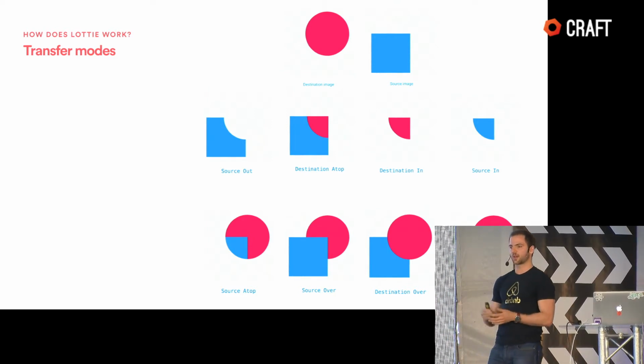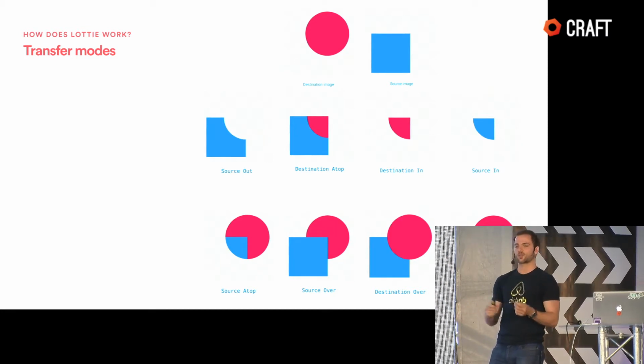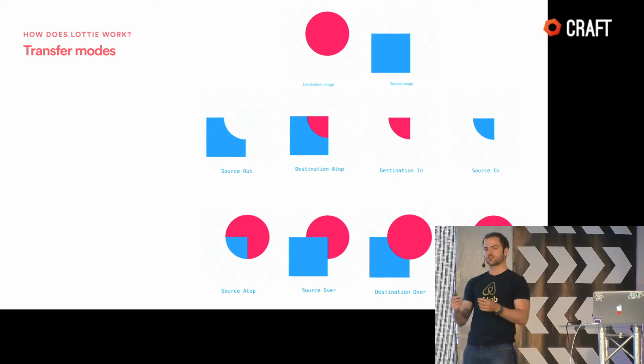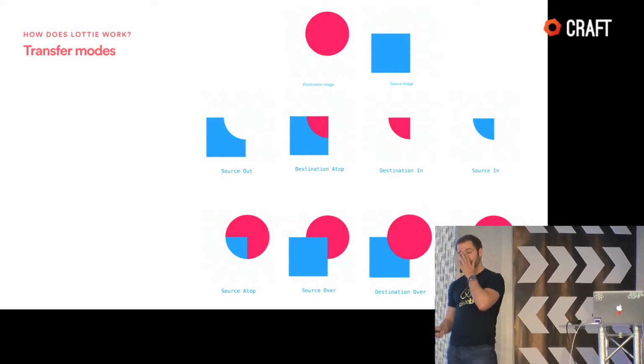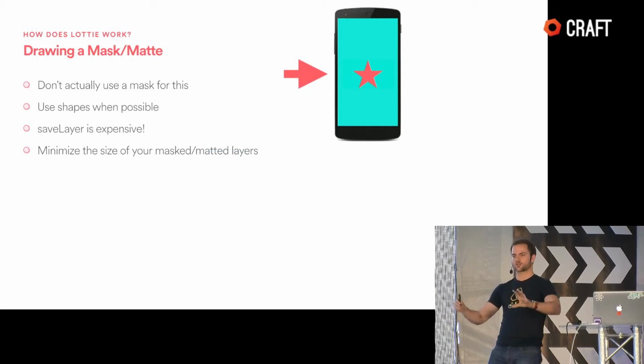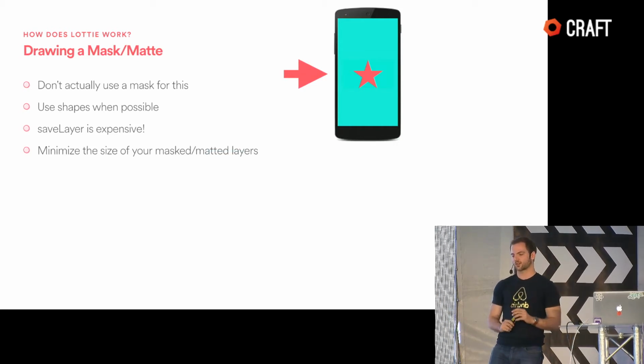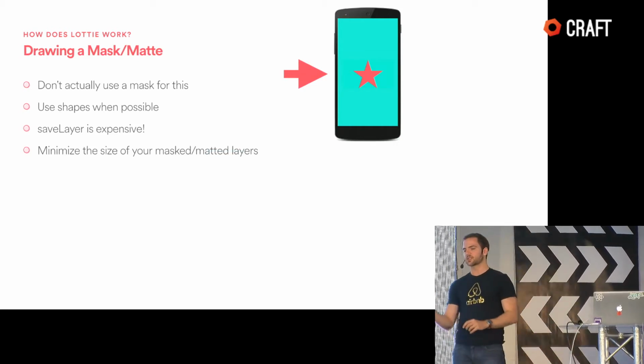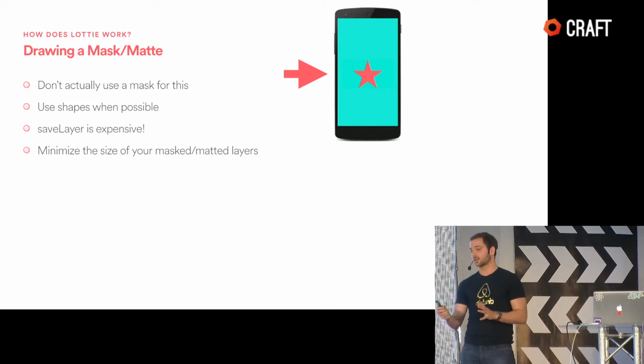So you can see, depending on what effect you want, you use different transfer modes, and you wind up with what you expect. But you can do very advanced drawing and animations with this. So let's actually take this abstract concept, and let's actually walk through it step by step. So in this case, let's draw a red star.